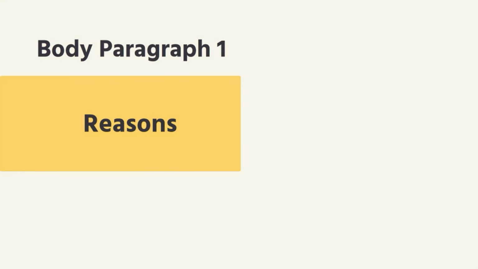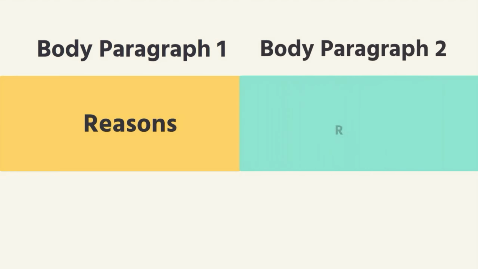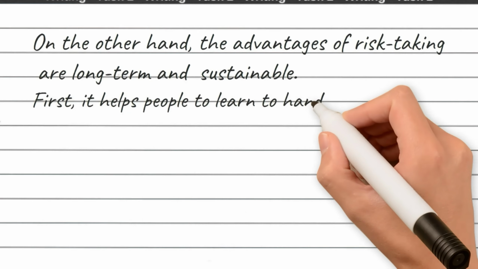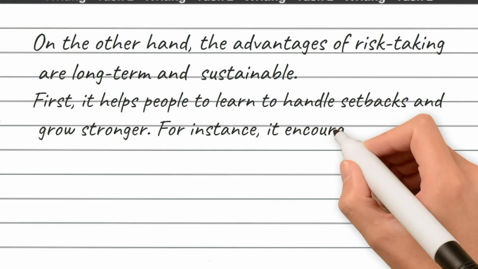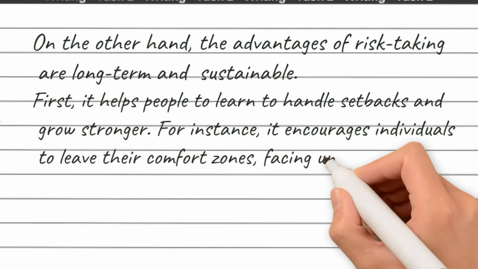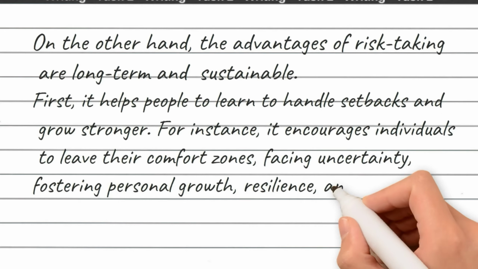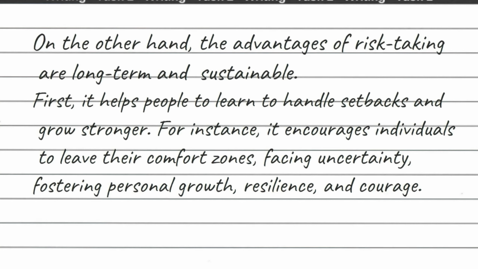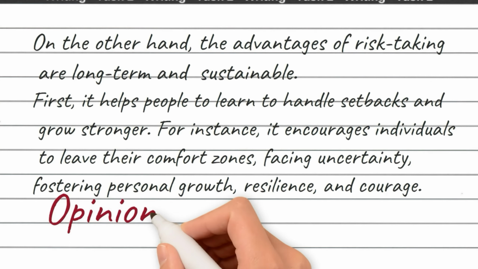In the previous paragraph, we discussed the negative reasons of risk-taking. Now we must discuss from the same perspective. We will get, first, it helps people to learn to handle setbacks and grow stronger. For instance, it encourages individuals to leave their comfort zones, facing uncertainty, fostering personal growth, resilience, and courage. Again, classical point plus example structure.